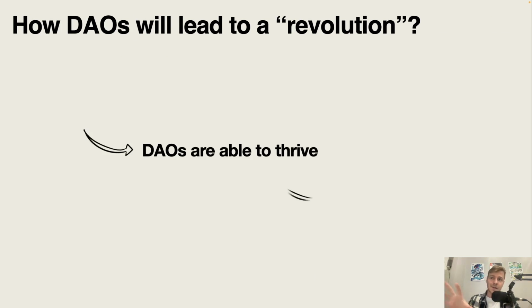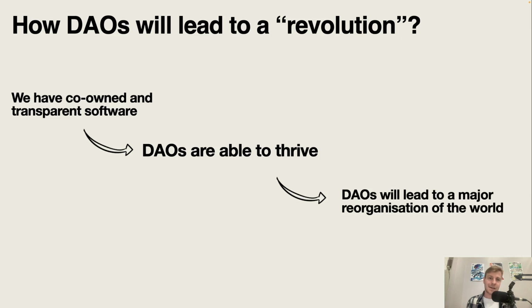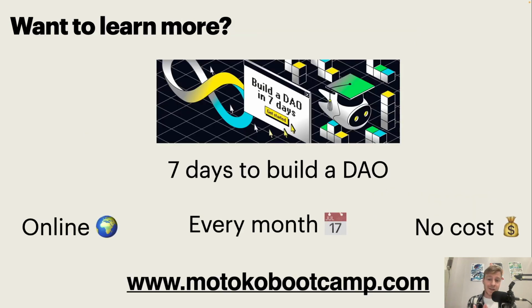So it goes like this. We have co-owned and transparent software, which is the case, and it's only going to keep on growing. And then DAOs are able to use it, and they are able to thrive. And as I said, DAOs will change how we work and will lead to a major reorganization of the world. This is not a revolution like the French Revolution, where you would go and kill a king. What I mean by Web3 revolution is really just a technological transformation. And that's also why it's so powerful, because it's just something that happens naturally. This is a very exciting future, I believe.